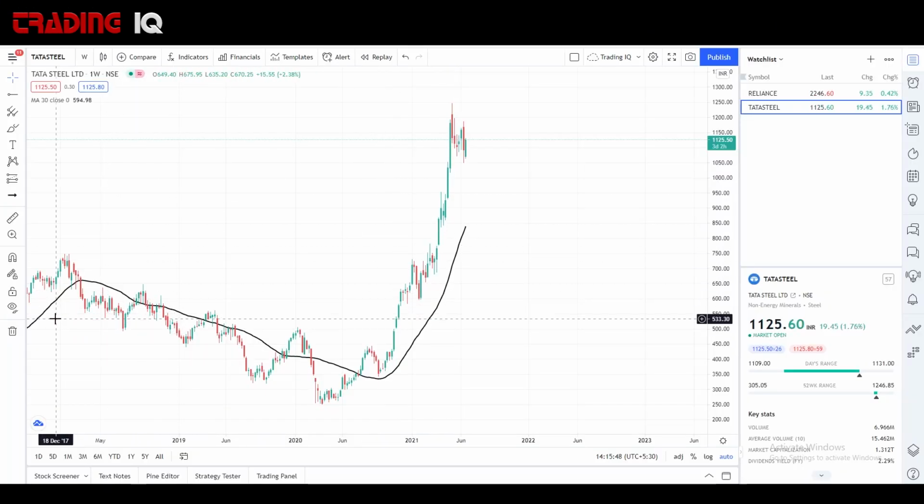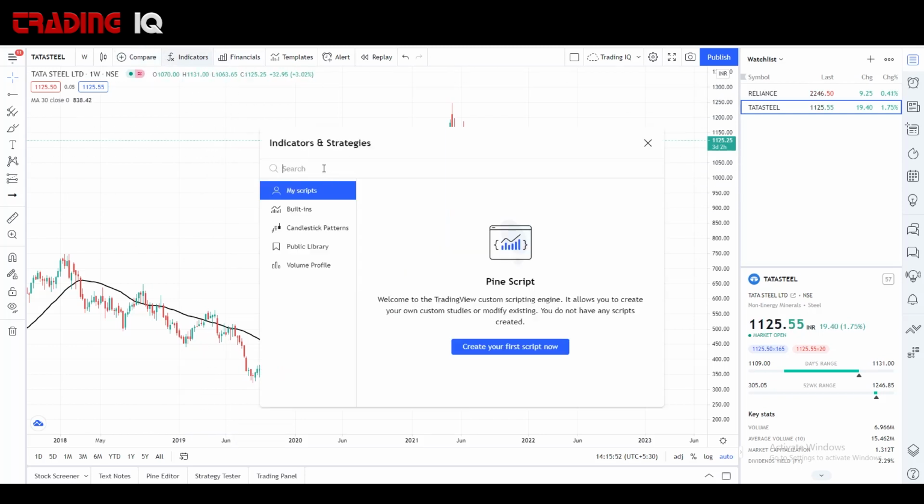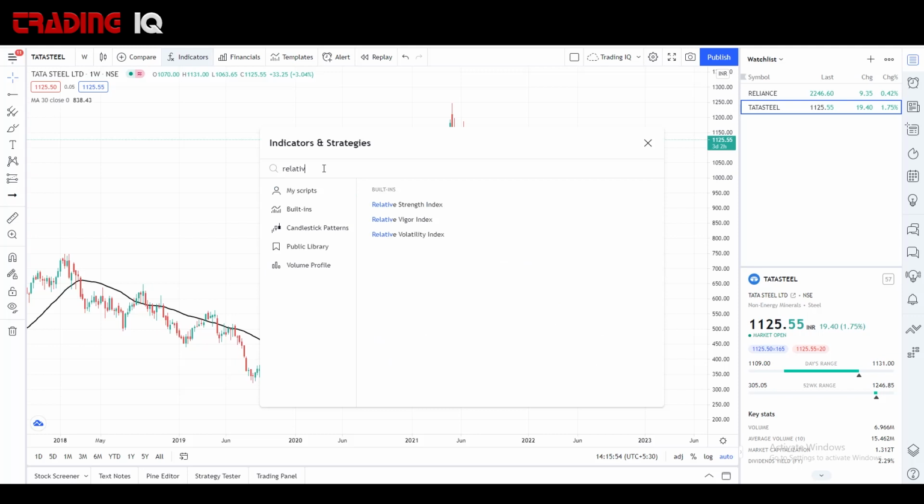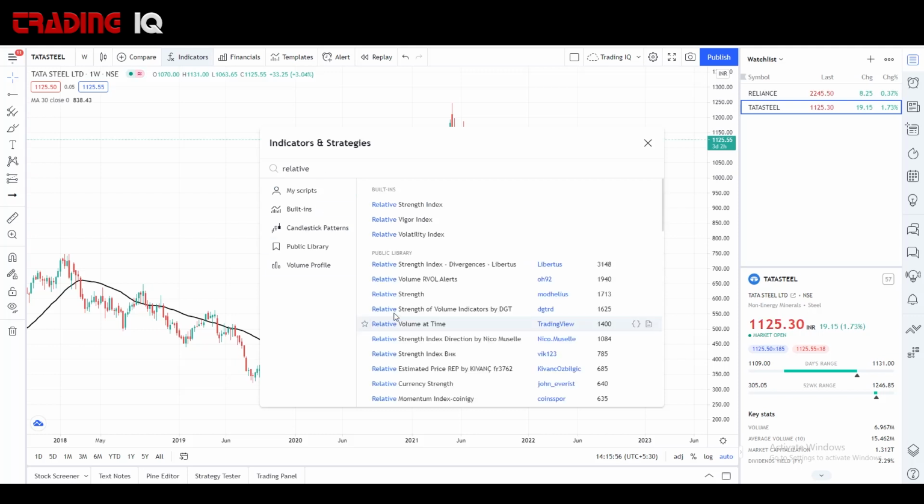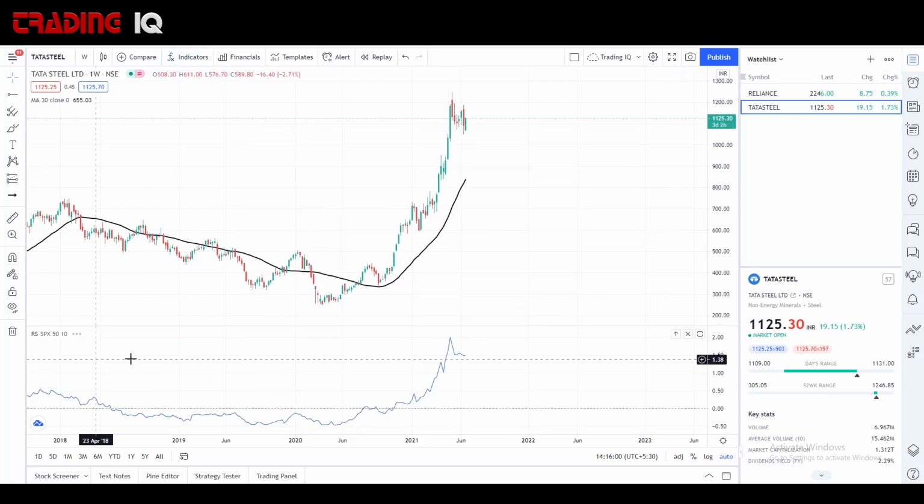Next up, relative strength. And you could similarly find this by searching for relative. You see relative strength, right? This is the relative strength, and you can find it at the bottom of the chart. Now I will make some changes, but let's first understand what relative strength is. So relative strength is a tool that will help us compare this given stock with the actual market.